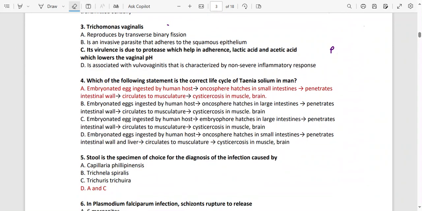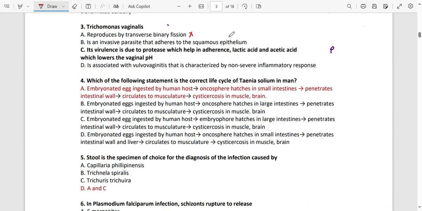All right, thank you. So Trichomonas vaginalis, we've said that A, it reproduces by transverse binary fission. Is this true or false? It's false, right? We said longitudinal. And then B, thank you. B, it is an invasive parasite that adheres to the squamous epithelium.